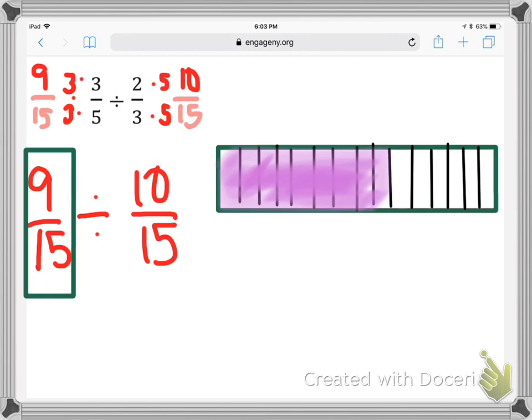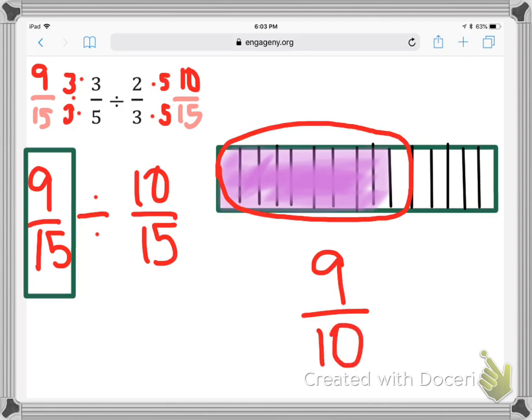So that's 9 shaded out of 15. So there's my model. And then I need 10 of these. Well, 10 would be all the way out here. And that means I don't have enough to make one full, but I do have 9 out of the 10 that I wanted. So that's my answer, 9/10.